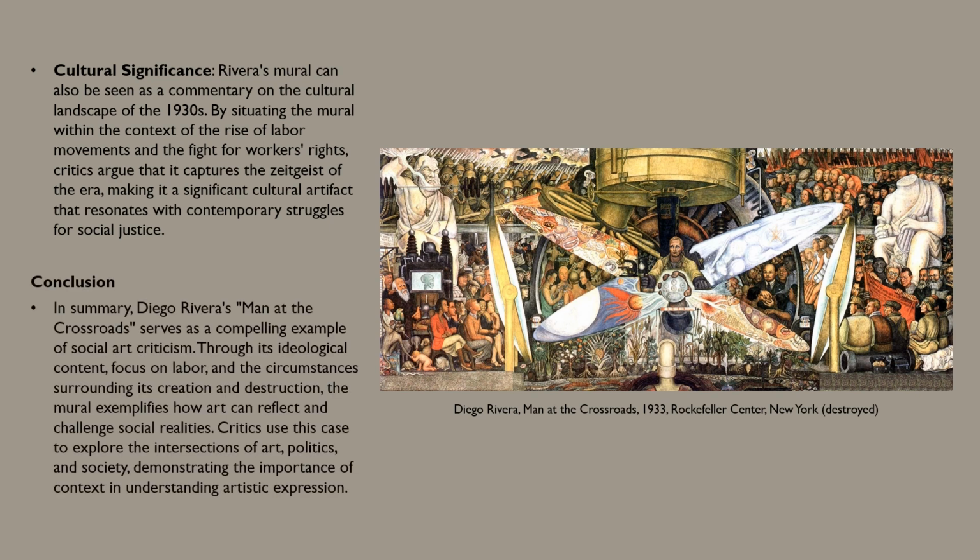In summary, Diego Rivera's Man at the Crossroads serves as a compelling example of social art criticism. Through its ideological content, focus on labor, and the circumstances surrounding its creation and destruction, the mural exemplifies how art can reflect and challenge social realities. Critics use this case to explore the intersections of art, politics, and society, demonstrating the importance of context in understanding artistic expression.